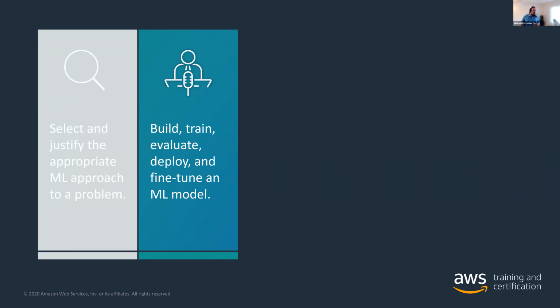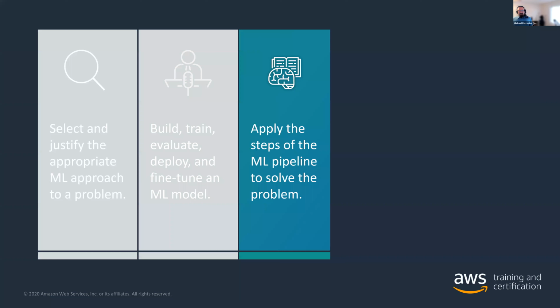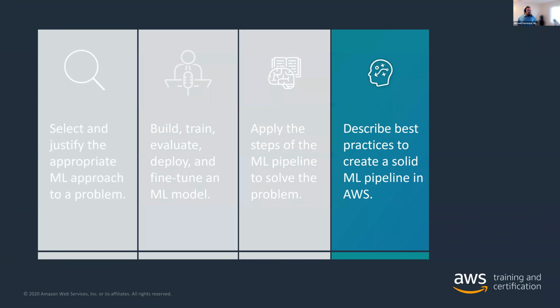Ideally, you're going to be able to do exactly what's listed here. And the thing that they left out of this is build, train, evaluate, deploy, and fine tune an ML model in SageMaker. In SageMaker. So we're clear. In SageMaker, because this is a class about SageMaker. This is about how to solve a specific business problem. When they say problem, they're talking about the business problem, right? To apply the steps of the ML pipeline to the business problem.